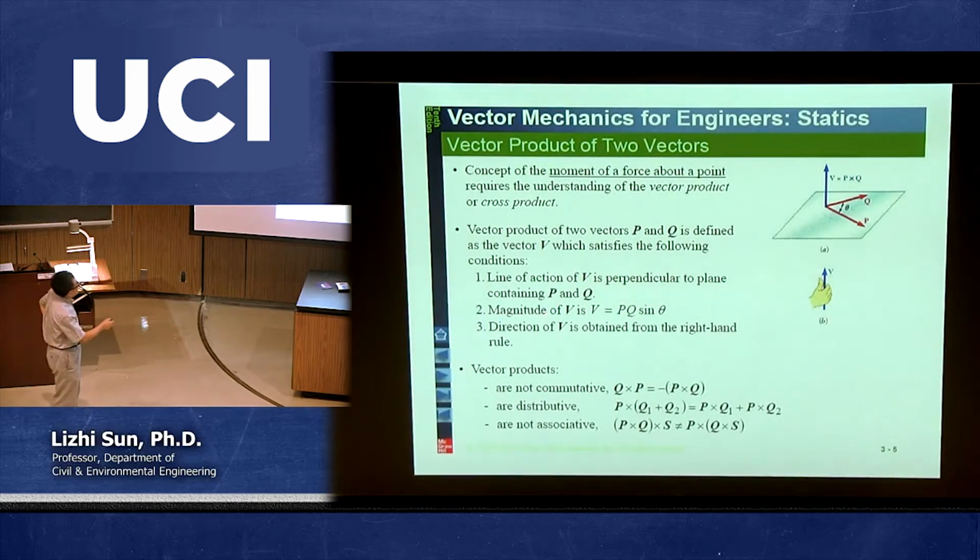Number 2, what is the magnitude of this V? Because any vector should have a magnitude, right? So the magnitude of V is defined as the magnitude of this P. By the way, this P is different from this P.